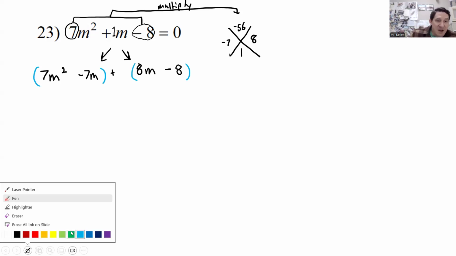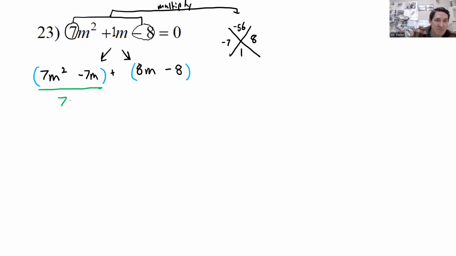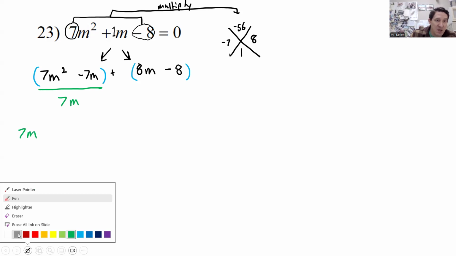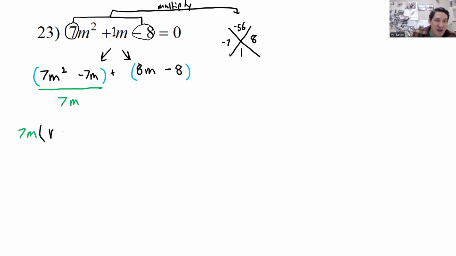The greatest common factor between 7m squared and 7m, I'm going to divide that by 7m. So when I do that, I get 7m here. That's going to be m minus 1. 7m squared divided by 7m is m. 7m divided by 7m is 1. Plus, the greatest common factor on that second one is 8. So 8m divided by 8 is m. 8 divided by 8 is 1. So we have our identical groupings there.